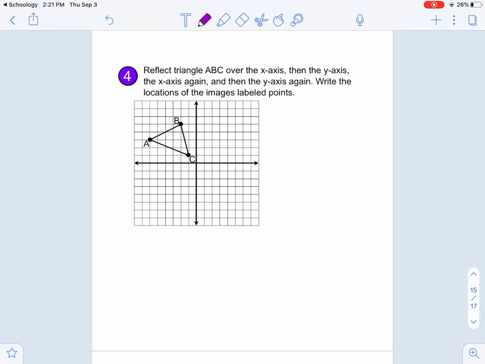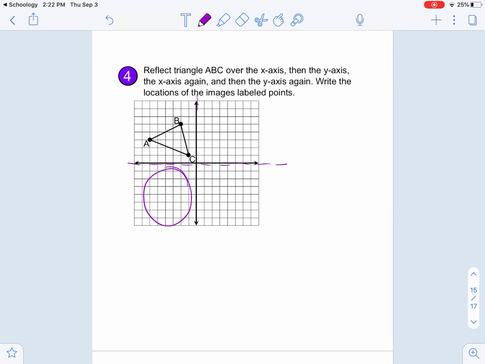All right, next one. Reflect the triangle over the x-axis, then over the y-axis, then the x-axis, then the y-axis. I want you to think about this one before we spend too much time doing it. Think about taking the x and flipping this over the x-axis, this triangle right here. First off, where is the x-axis? Right here. So your triangle is going to land right here.